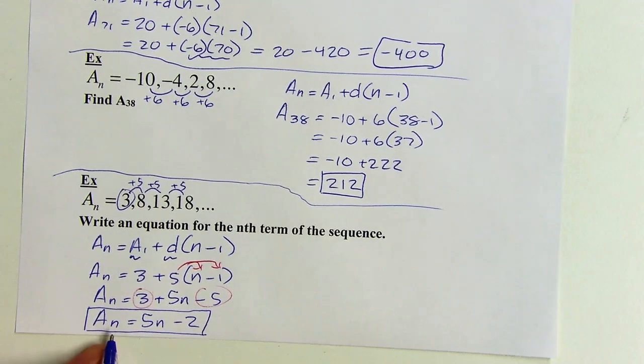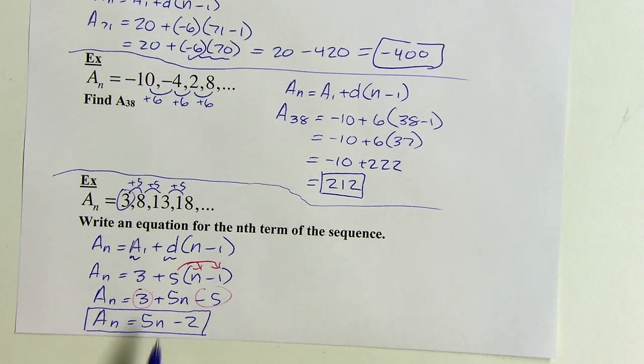So now I could use this very easily. If I wanted the 100th term, I just plug in 100 for n. If I wanted the 200th term, I plug in 200 for n, and so forth. That's also called writing a rule. You might see the directions written like that sometimes.